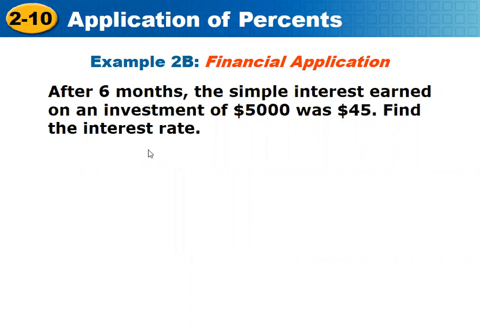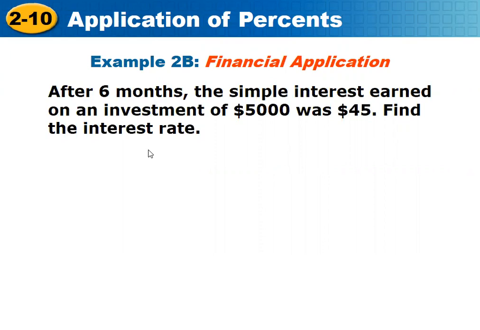Here we go. Please think about this question. Try to find which one represents T, which one represents P, which one R, and which one is I. After 6 months, this represents what? Yes, it represents T. Do you notice anything here? 6 months. Yes, he gave us the time in months, but the interest should be annual. So we have to convert 6 months into years. Then we will divide the number of months by 12.